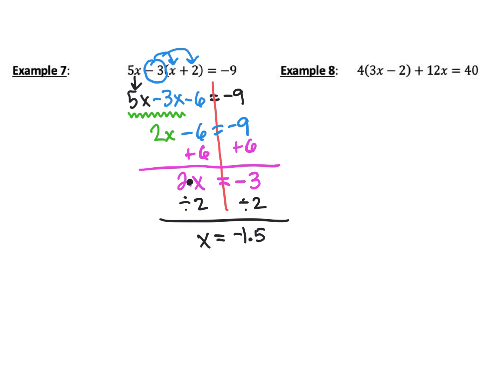Another way we can write this is negative 1 1/2. We can also write it as negative 3 over 2. All of these mean the same thing, and I will accept any of those answers. All right, so try example number 8 and see if you can do it yourself, and then come back to me.